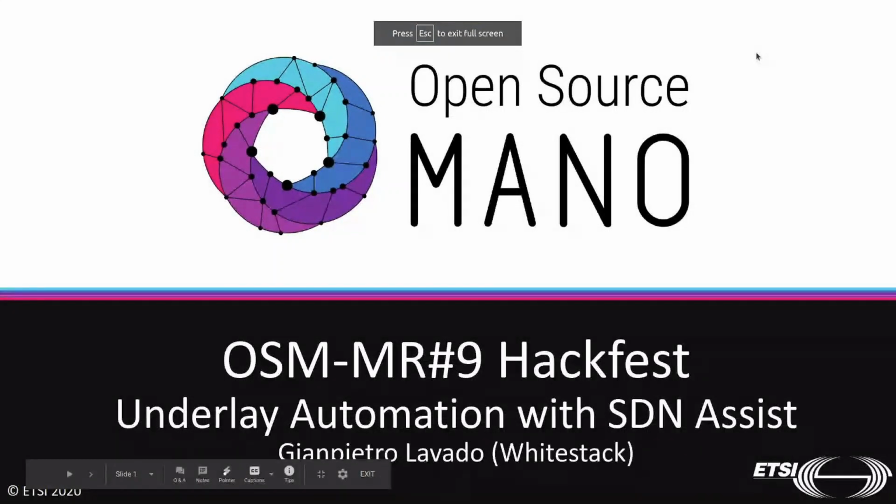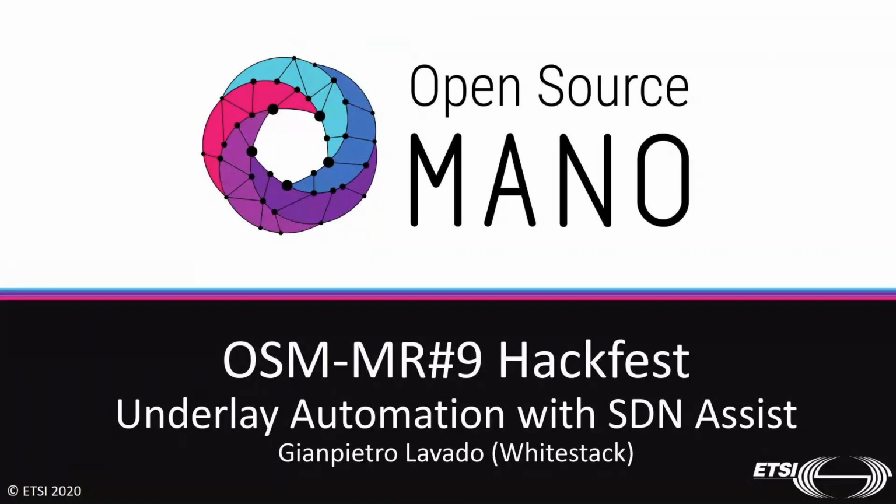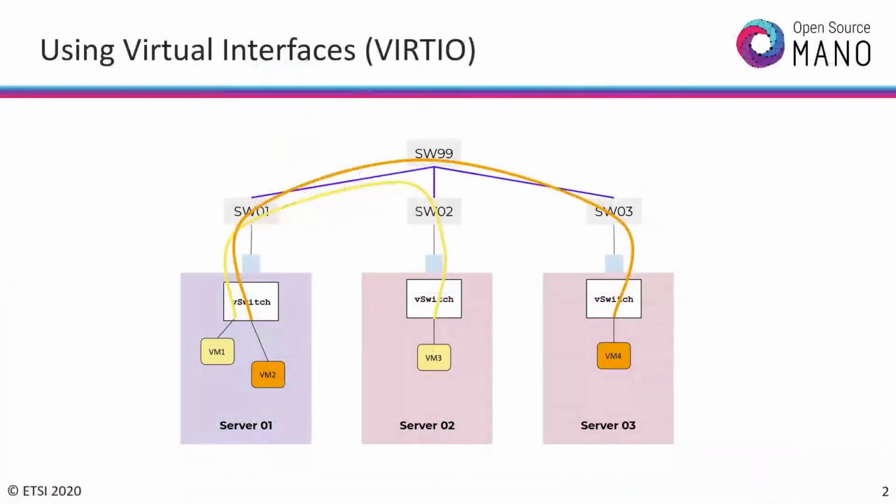Underlay automation with SDN Assist. This is a feature of OSM for enhancing the automation level we get when we use SR-IOV. By default, as Joe was saying, we work with tunnels in OpenStack.